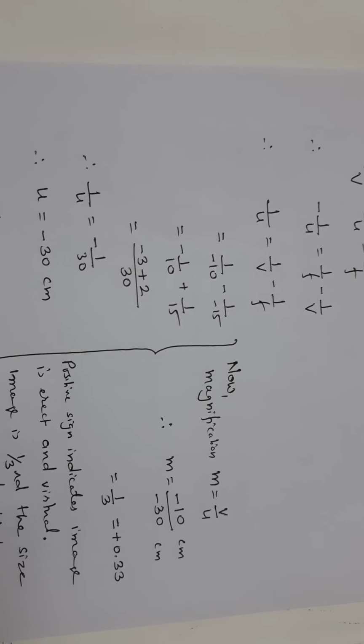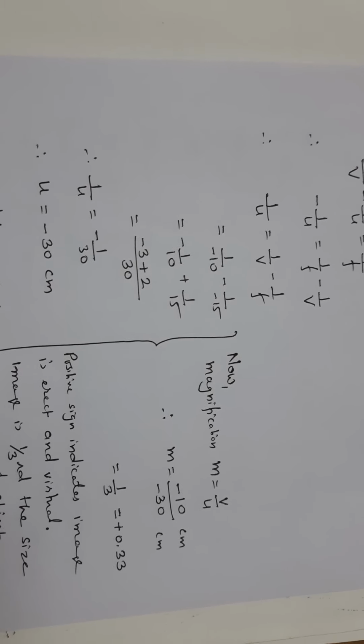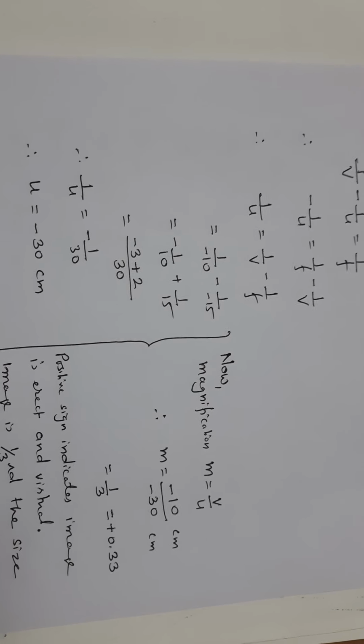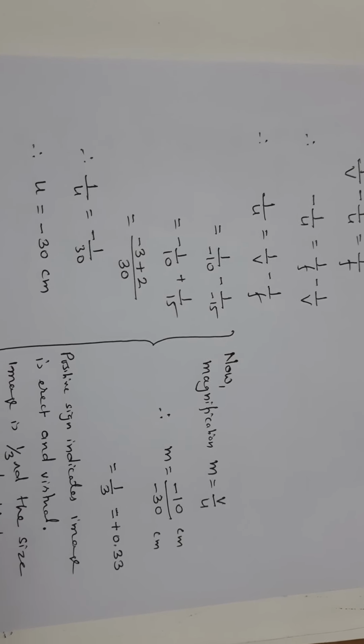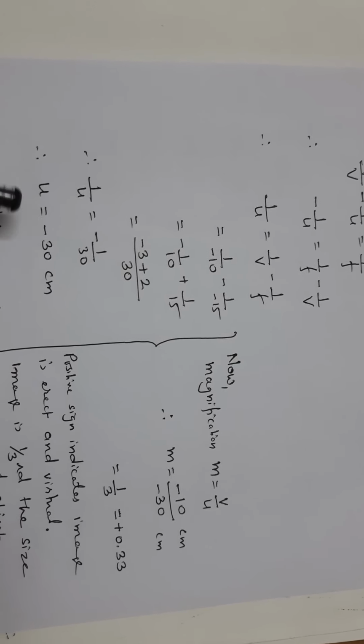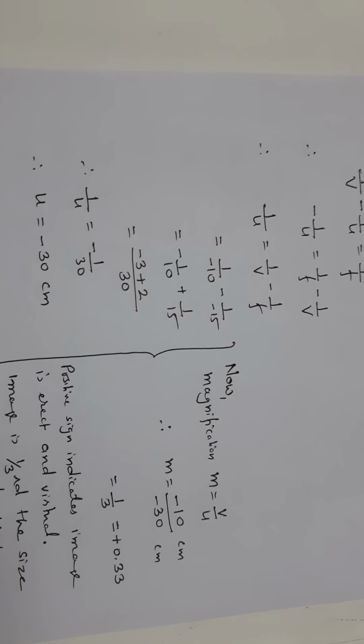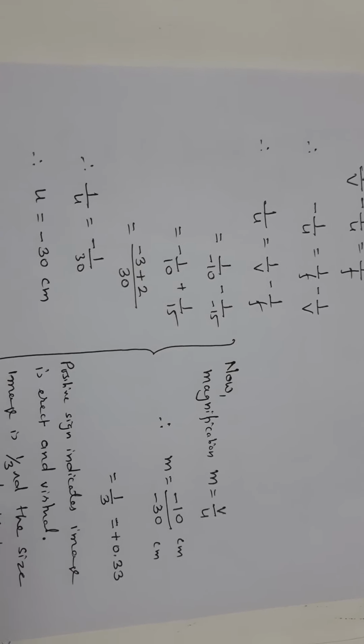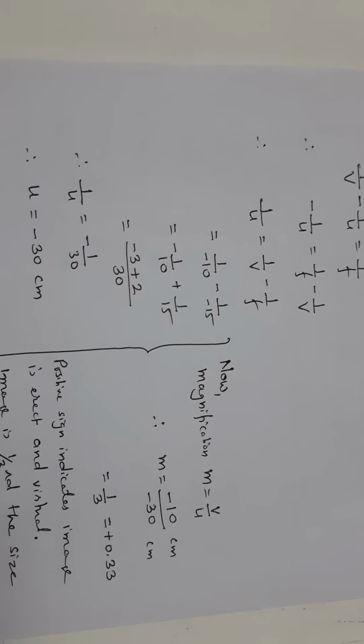And we know that objects are always placed on the left hand side of the lens or mirror. So their sign is going to be negative. And that's why we get u equals minus 30 centimeter. In other words, we can say the object distance is 30 centimeter.